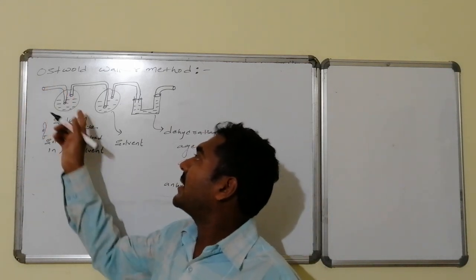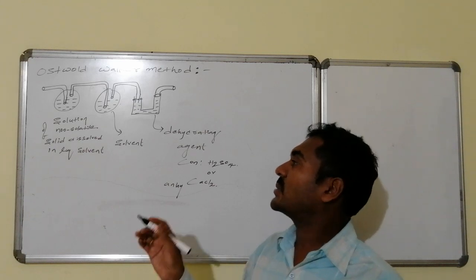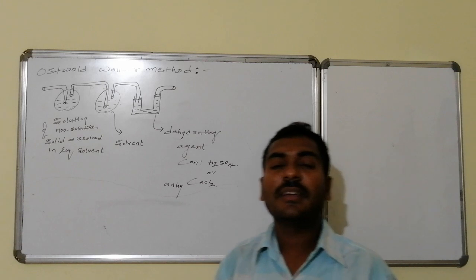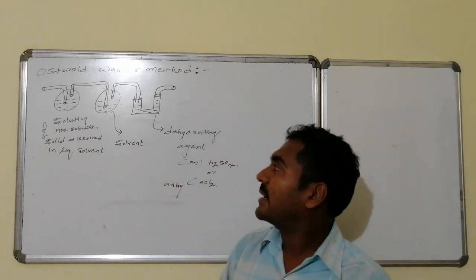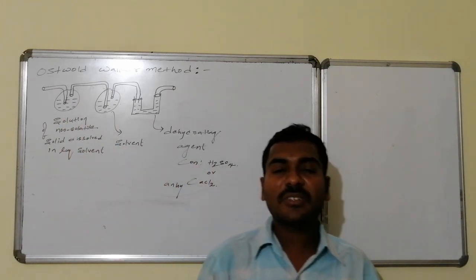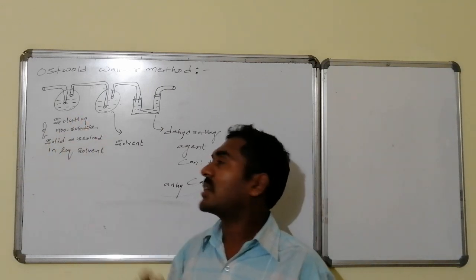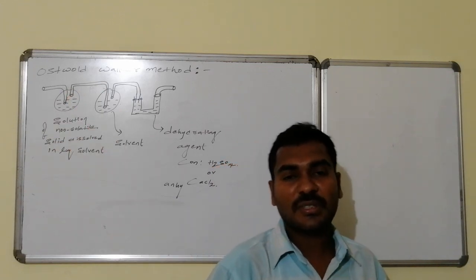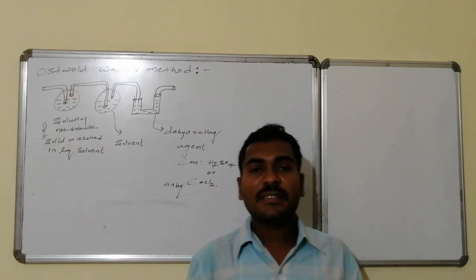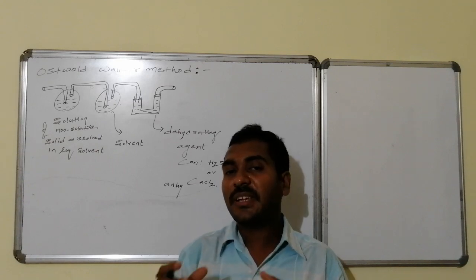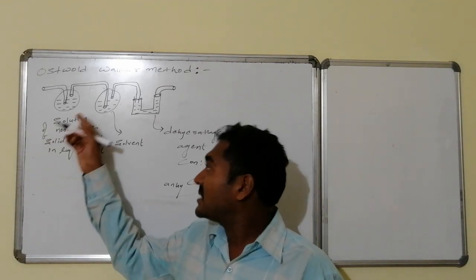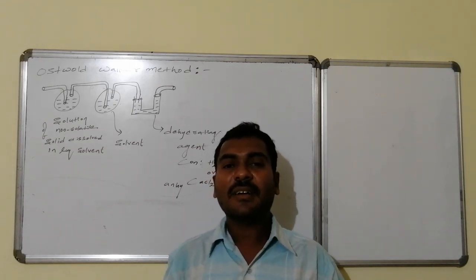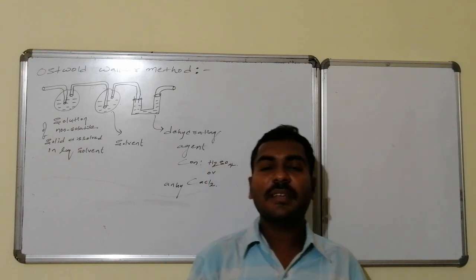A current of dry air is allowed to pass through chamber 1 to chamber 2, and next it enters into the dehydrating chamber. Here dry air, which doesn't have any moisture content, whenever it enters chamber number 1, becomes saturated with the vapor pressure of the solution. As a result, the saturated air with its vapor pressure enters into the second chamber, because the air continuously passes through the chambers.